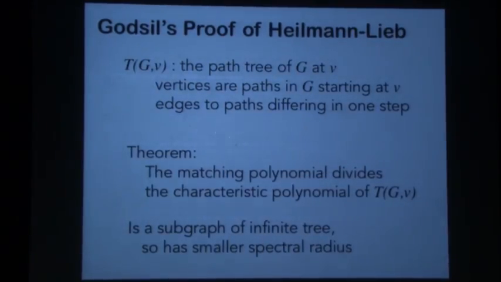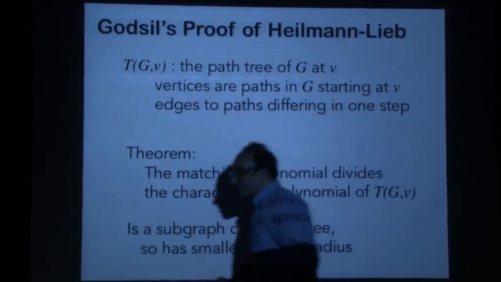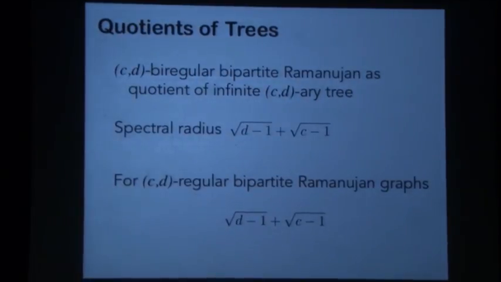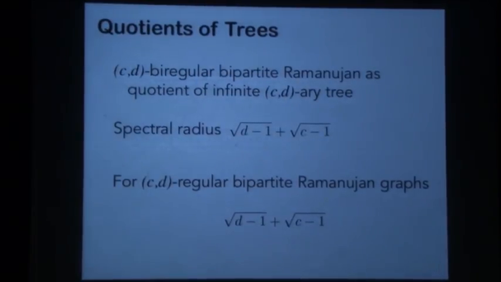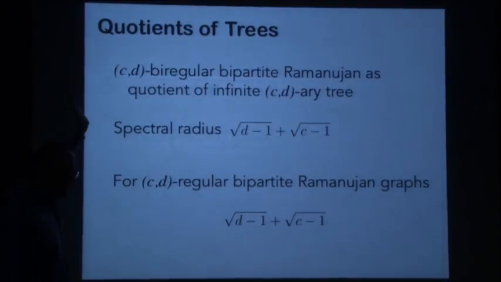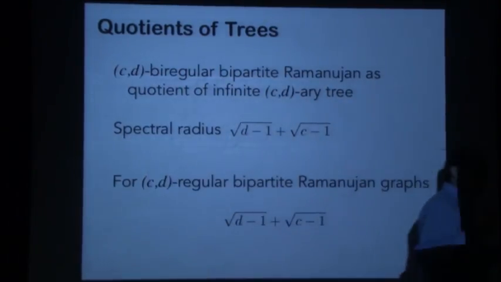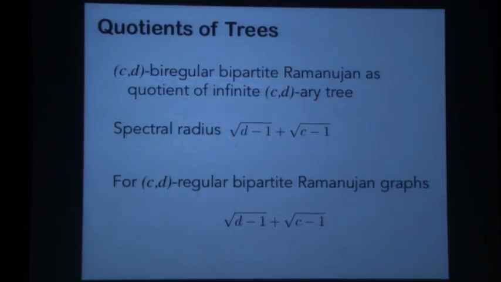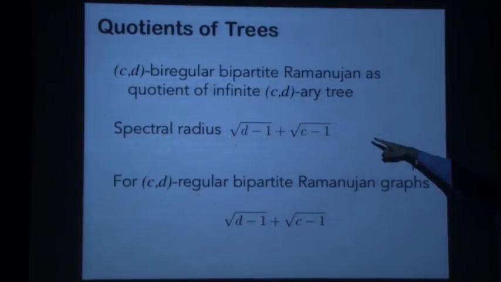You can take other graphs. So for example, you can take a look at a biregular tree. So we want to view a c,d biregular Ramanujan graph. Every node on one side is degree c and every node on the other side has degree d, then the universal cover of this is an infinite tree whose nodes alternate degree c and d at every other step, and its spectral radius is root d minus 1 plus root c minus 1. And that immediately tells you that the matching polynomial of the corresponding graph has all of its roots at most root d minus 1 plus root c minus 1.